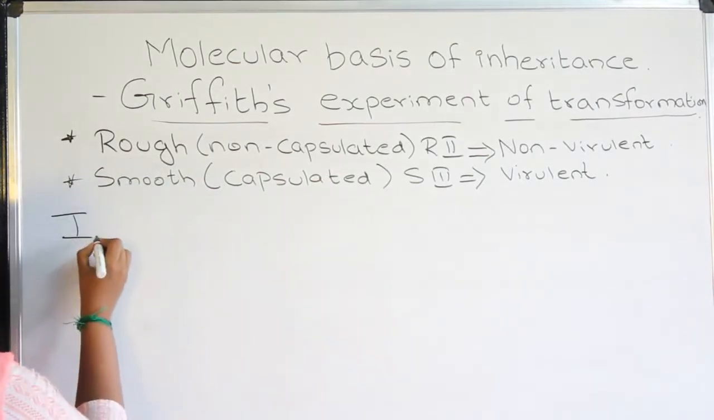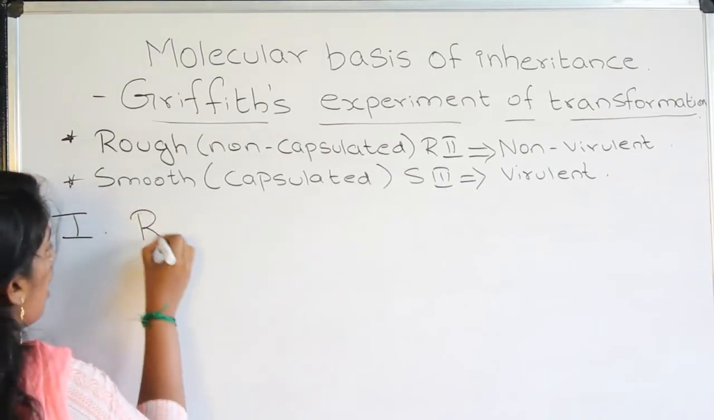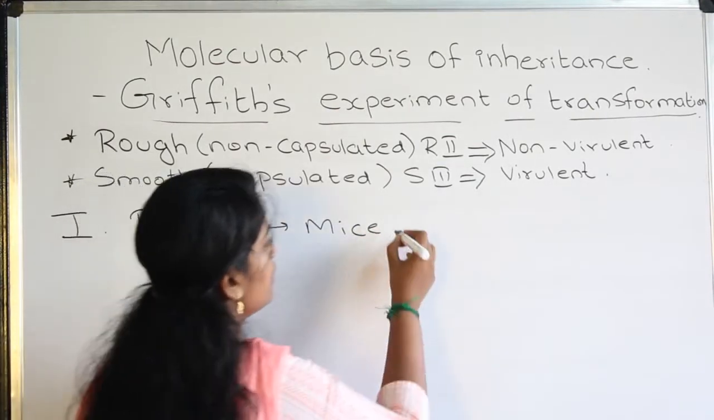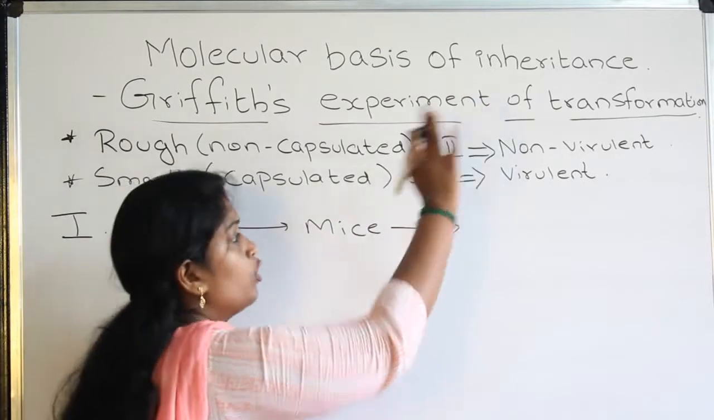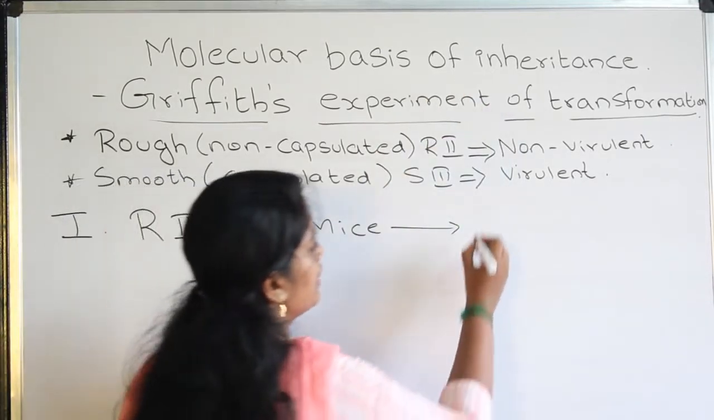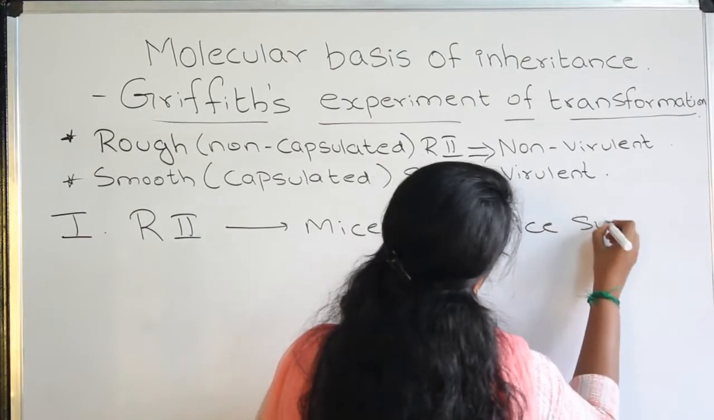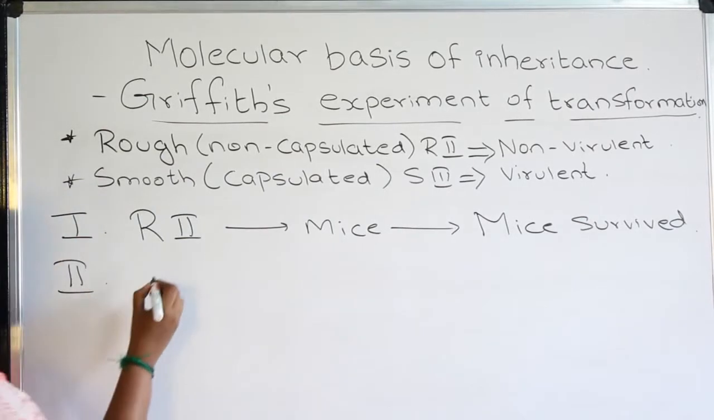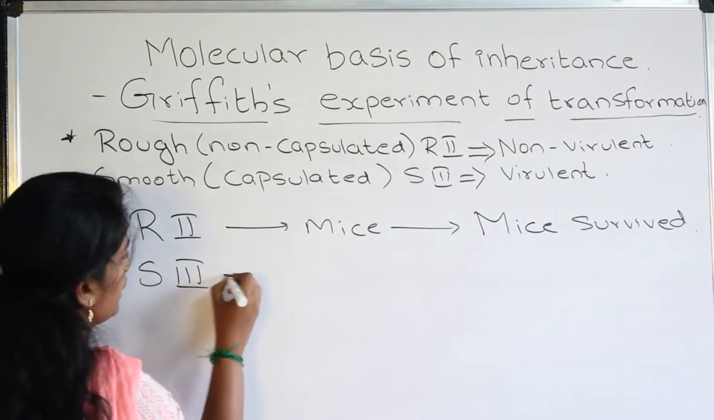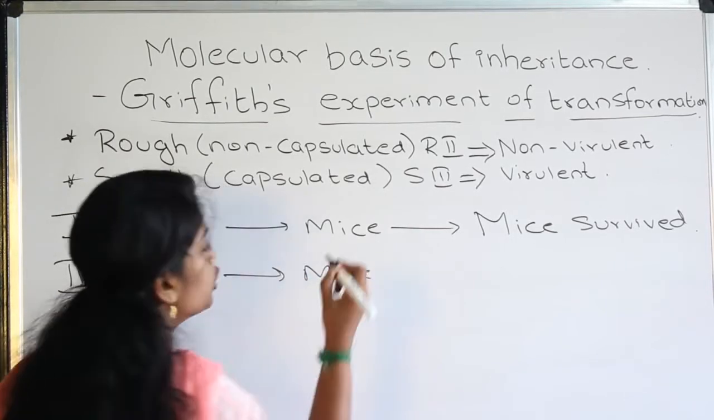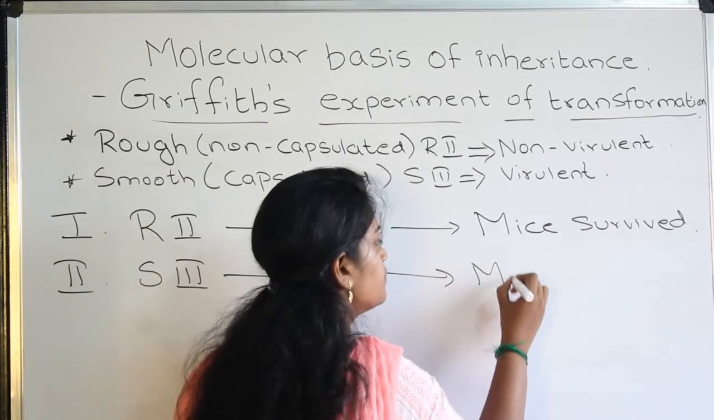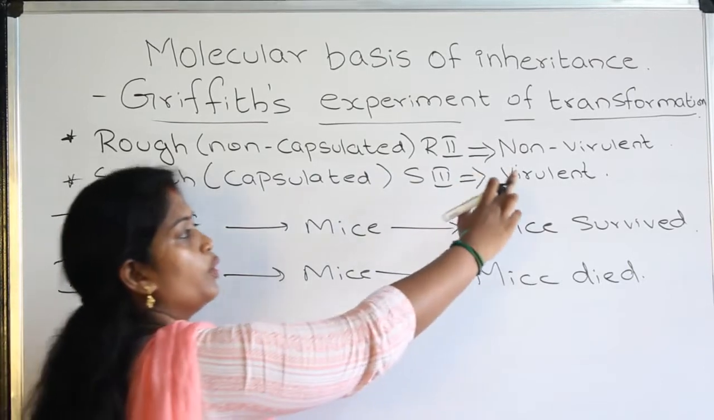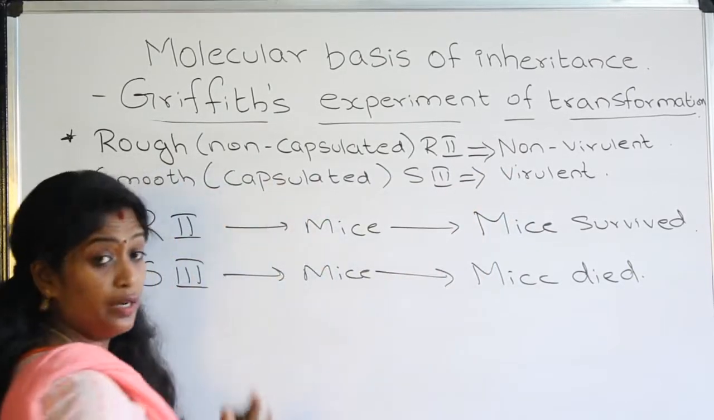In the first experiment, Griffith injected the R2 strain into the mice. For no surprise, since the R2 strain was non-virulent, that is it was not pathogenic, the mice survived. In the second experiment, he injected S3 strain into the mice. Again, for no surprise, the mice died because the S3 strain was virulent, that is pathogenic, and it was capsulated.